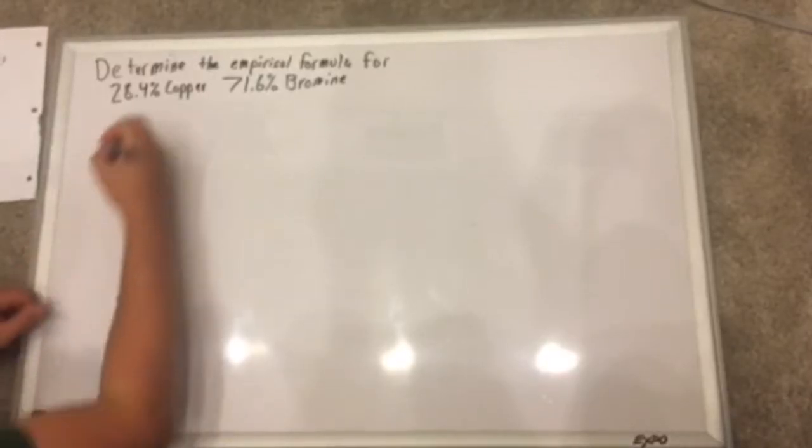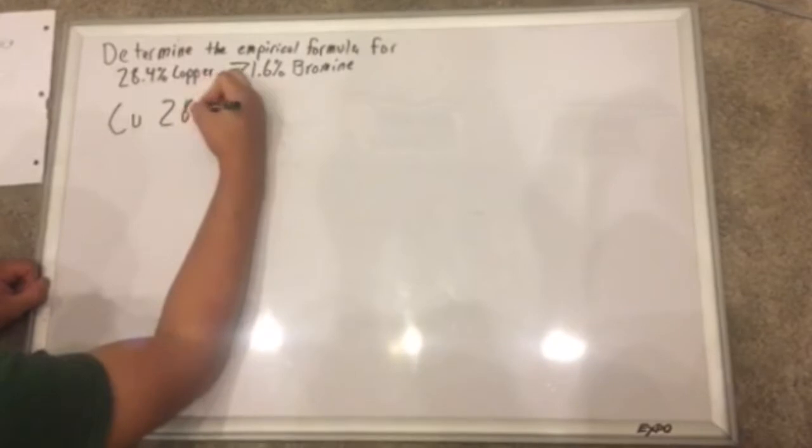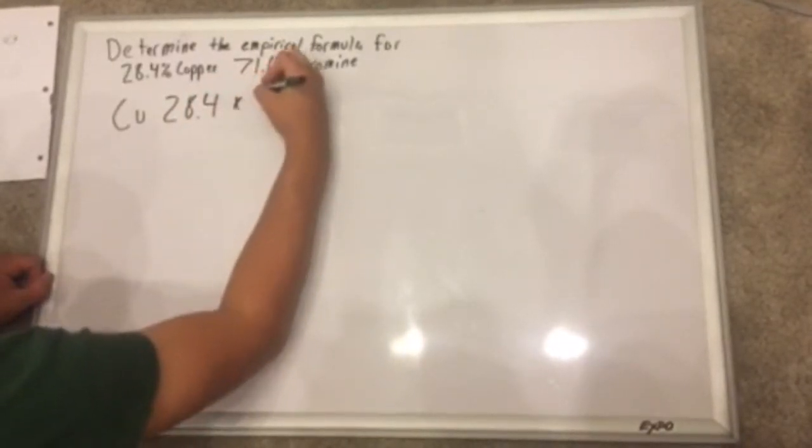Two different covalent compounds can have the same empirical formula but different molecular formulas, thus making two compounds made of the same elements but with different properties and uses. First, we will find the empirical formula from percent composition. If we have 28.4% of copper and 71.6% of bromine, what is the empirical formula?